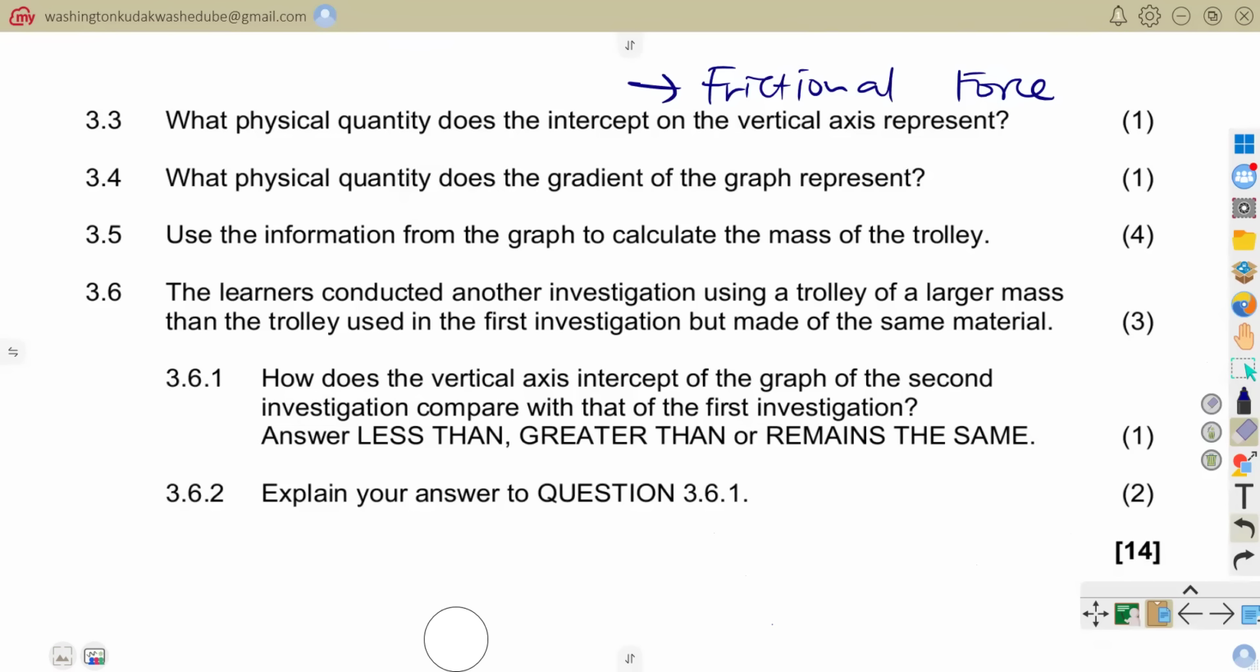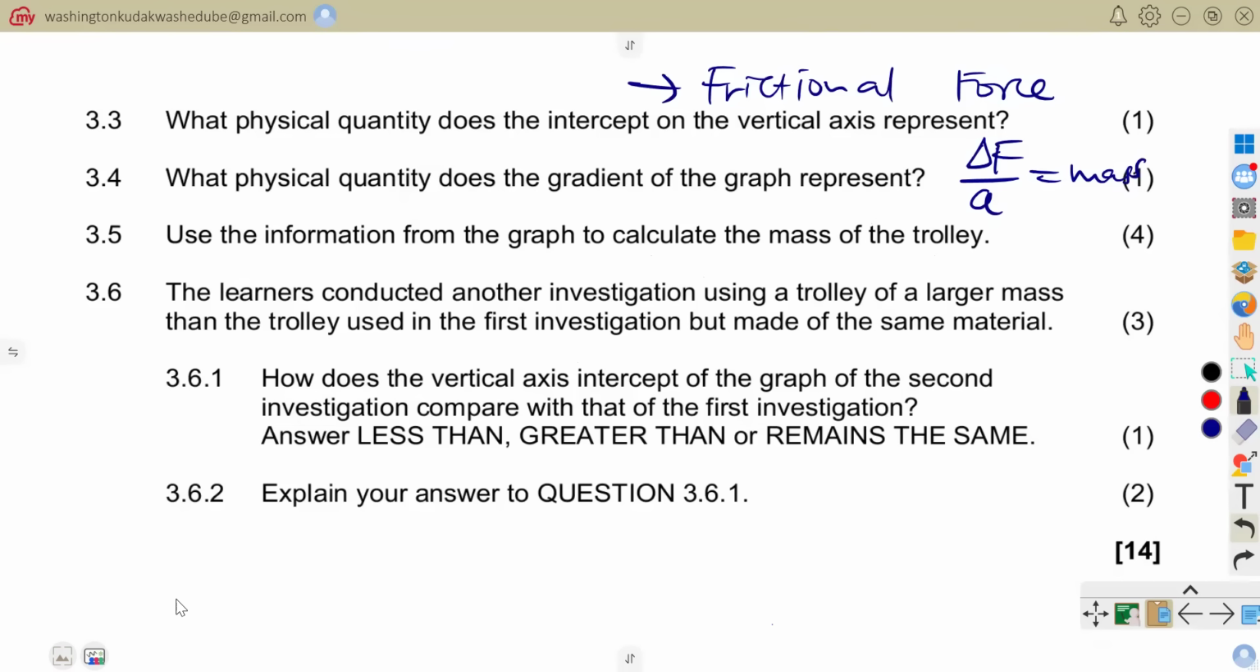I'll keep on repeating that so that people can have an idea from that investigation. What physical quantity does the gradient of the graph represent? Delta F over acceleration will give us mass. So gradient represents mass. Now they're saying use the information from the graph to calculate your mass.